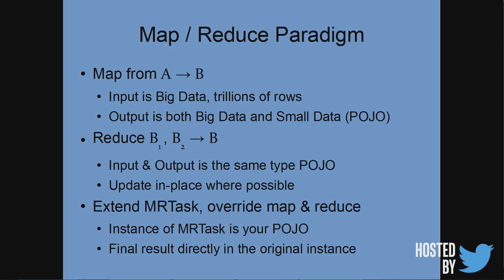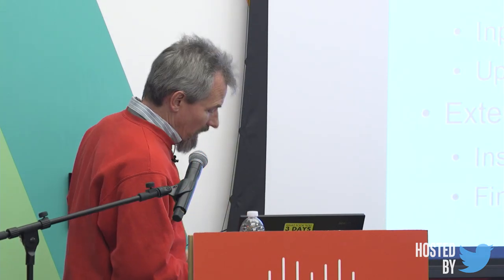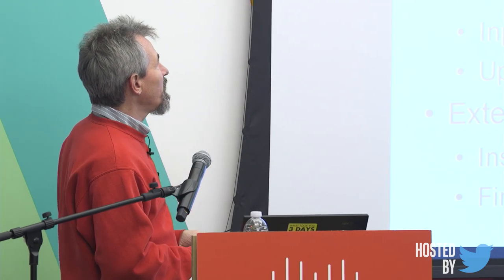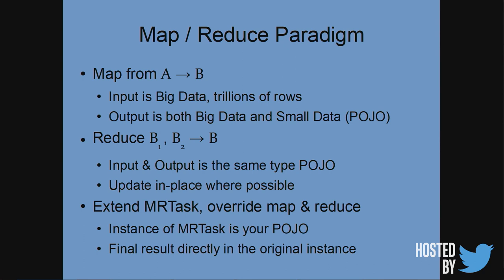Okay, so it's a MapReduce paradigm is the main workhorse. And a map is a map from type A to type B, and your input is big, so maybe trillions of rows. Your output can be big or be small. So you can have a big output, and you can have a small output. Big outputs are going to stay big in the cluster. They're going to be distributed around the cluster because they're too big to fit in one node.